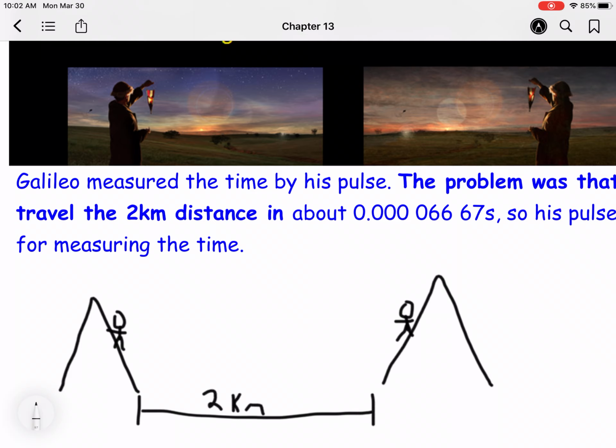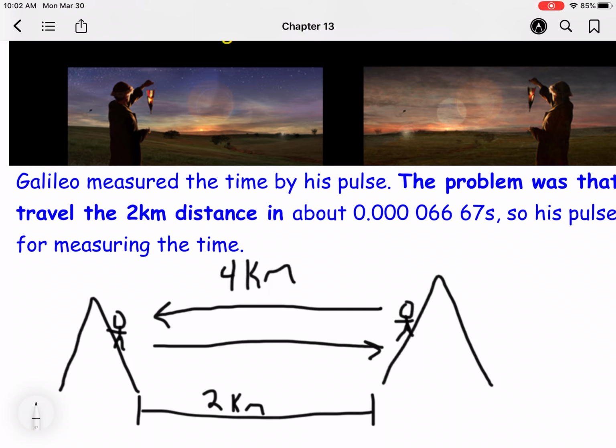2 kilometers apart. So Galileo thought he was being clever. He turned on his lantern, and the light travels all the way here. And then when this person sees it, he's like, oh, I see it. Then he turns on his lantern and it comes all the way back, right? And so the total distance is 4 kilometers.